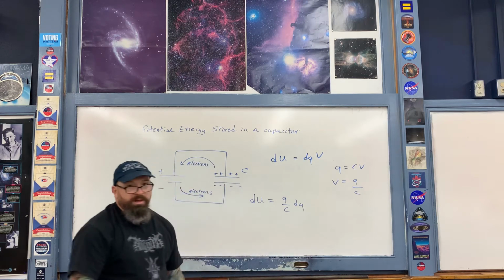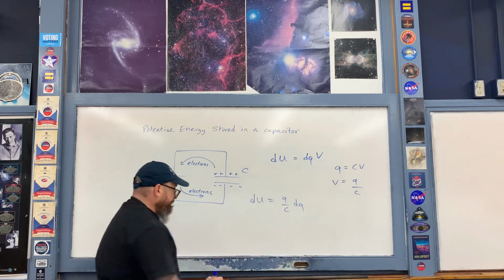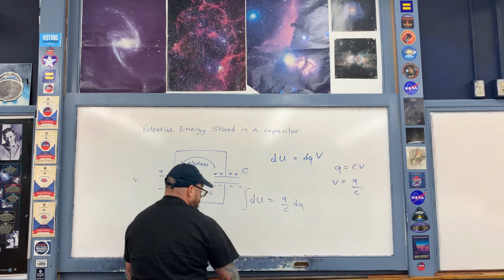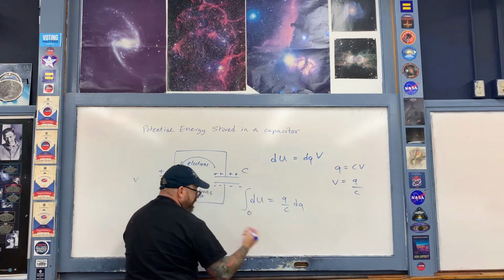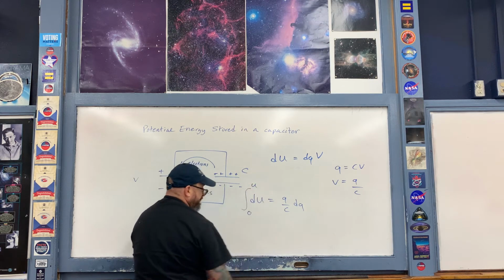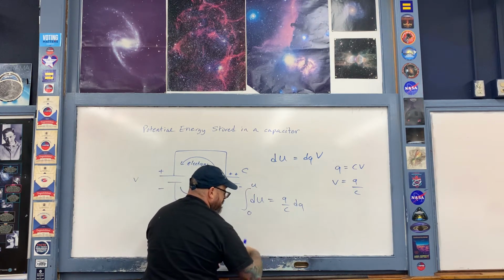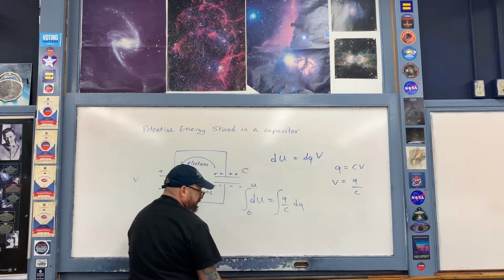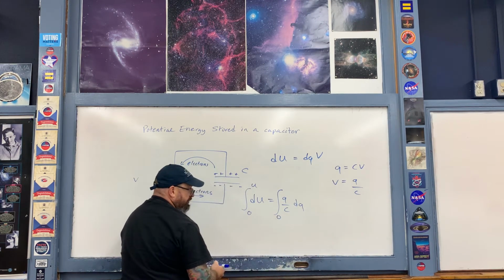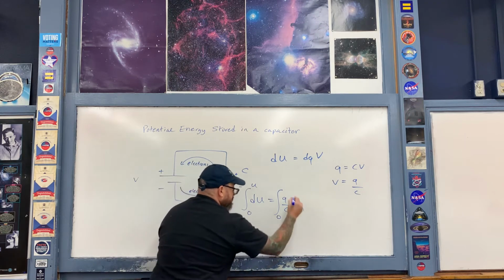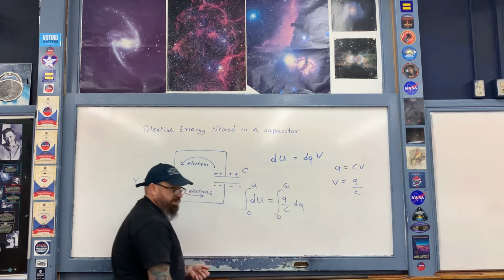Like so. And now what we do very simply is integrate. So on the left-hand side of the expression, we're integrating over the potential energy stored in the capacitor. It starts off with no potential energy, and it ends up with a final value U. And then on the right-hand side of the expression, we're integrating over charge. The capacitor is uncharged to begin with, so then therefore it has an initial charge of 0, and then it reaches some charge that we'll refer to as capital Q.